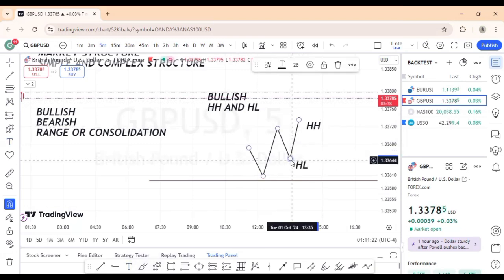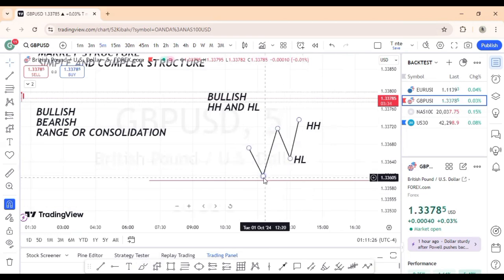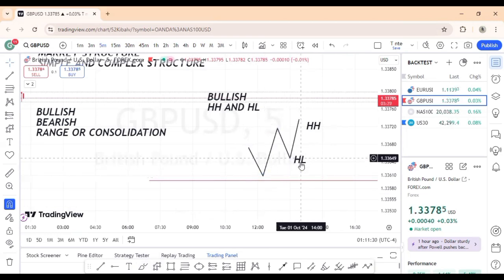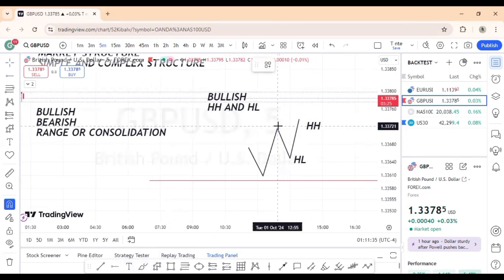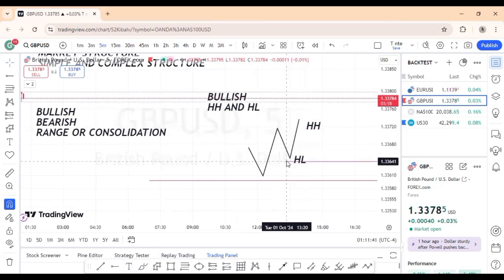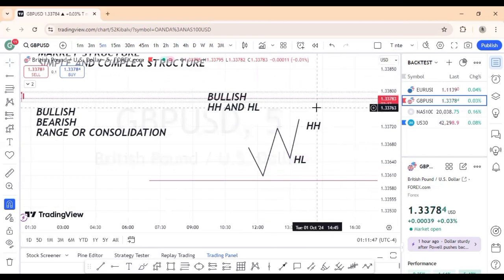And now, why are they called higher lows? Because this low is higher than the previous low, right? That's why we call it a higher low: a low that is higher than the previous low. Then this is a higher high because this high is higher than the previous high. So higher high. This low is higher than the previous low. So higher low, right? That is why we call it that. Now, this is what makes up a bullish market. You want to see price making new highs and failing to break new lows.